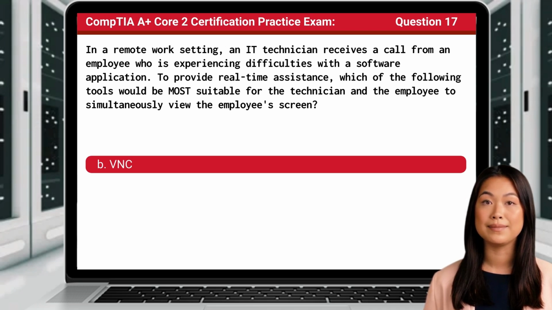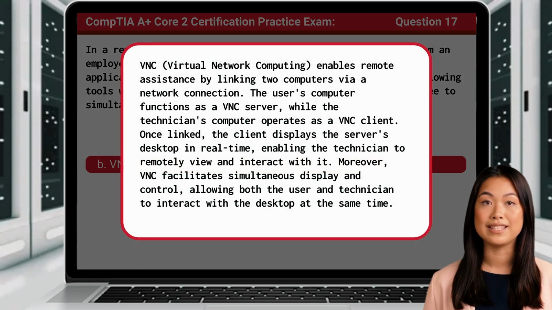The answer is B. VNC. VNC enables remote assistance by linking two computers via a network connection. The user's computer functions as a VNC server, while the technician's computer operates as a VNC client. Once linked, the client displays the server's desktop in real time, enabling the technician to remotely view and interact with it. Moreover, VNC facilitates simultaneous display and control, allowing both the user and technician to interact with the desktop at the same time.